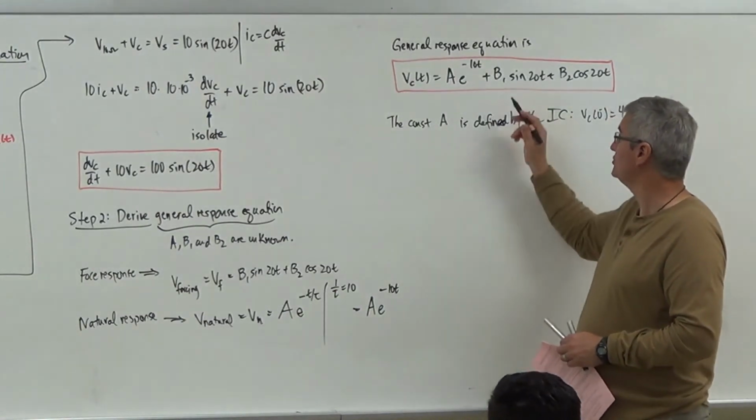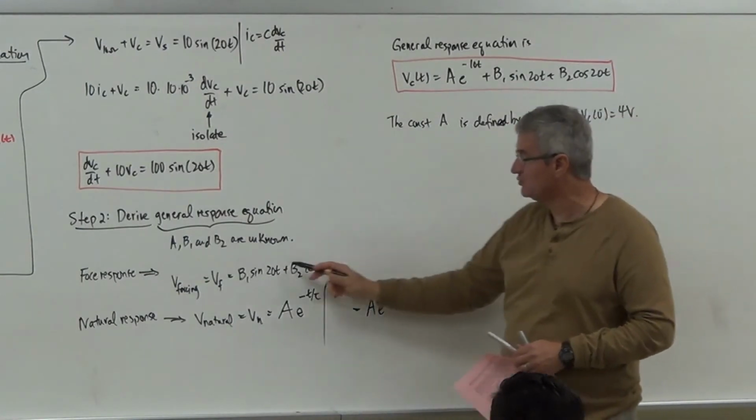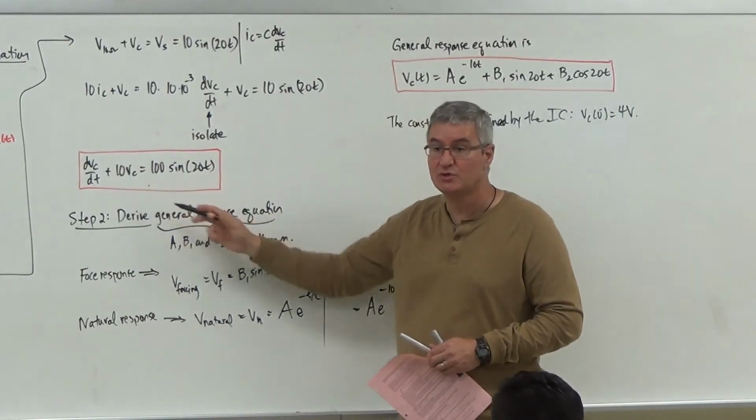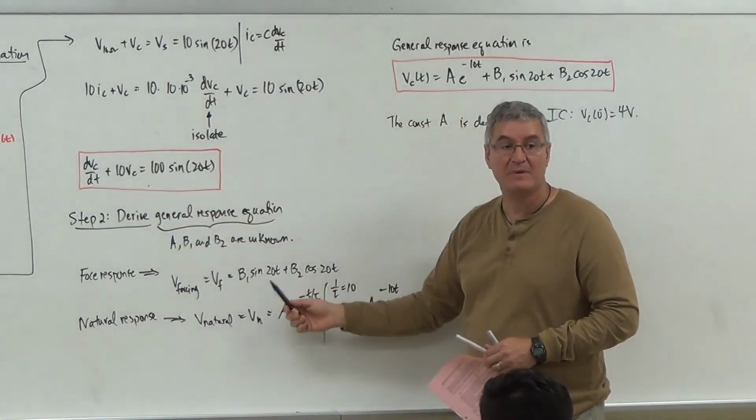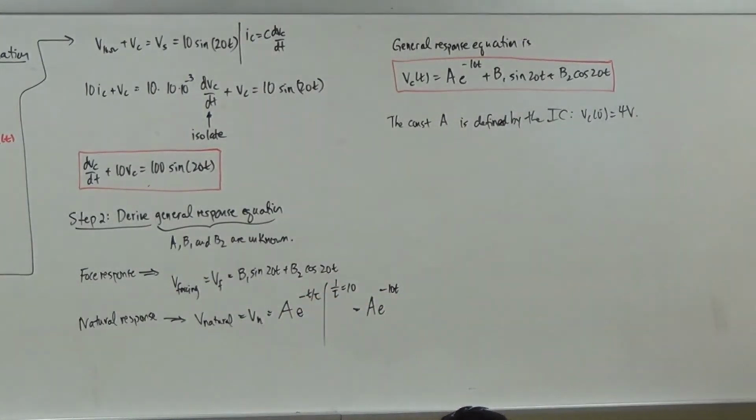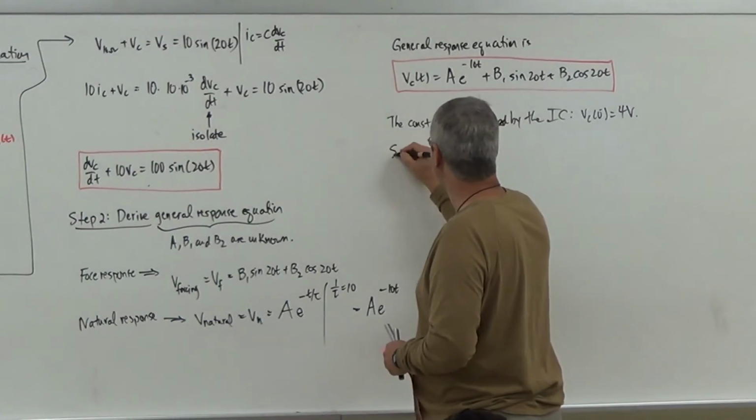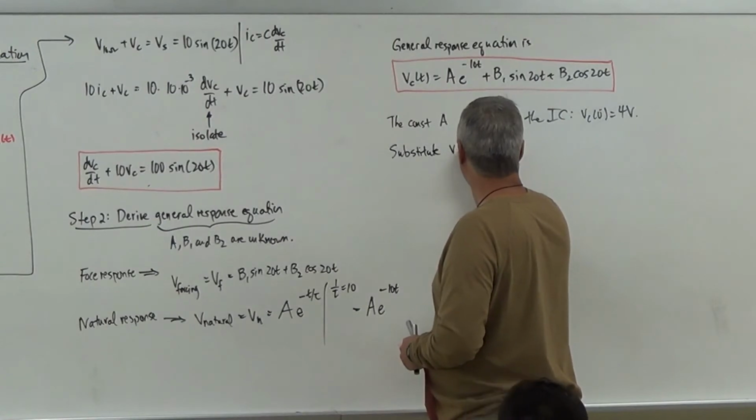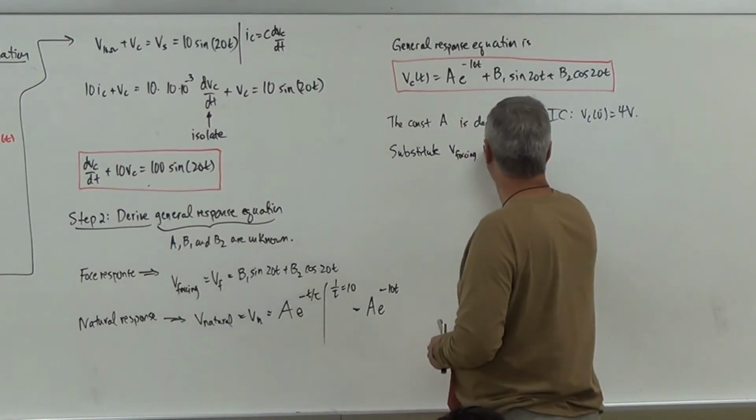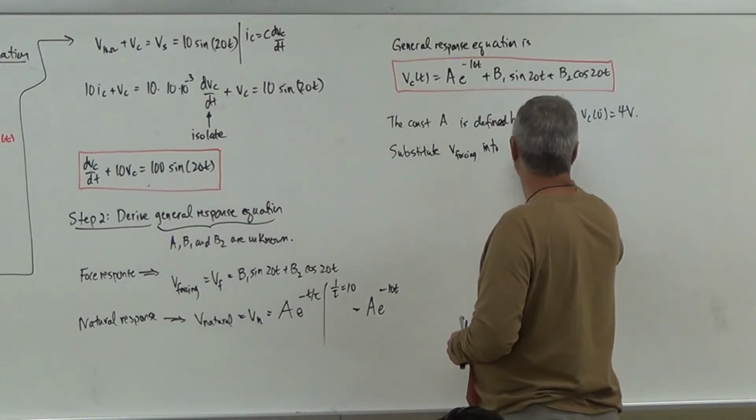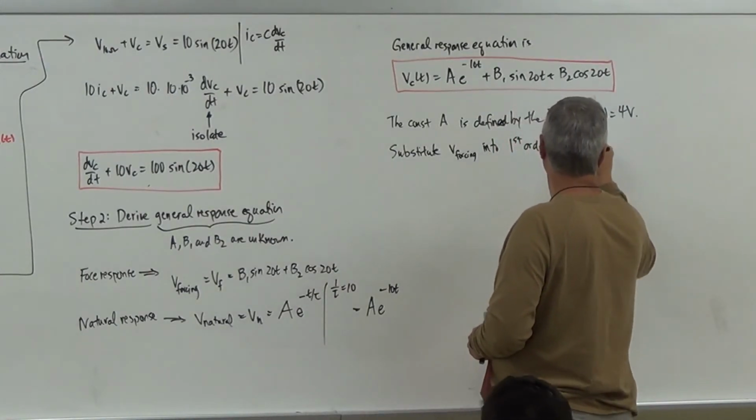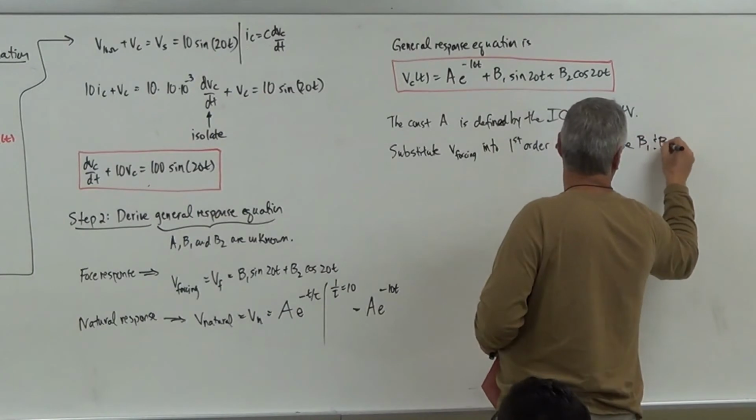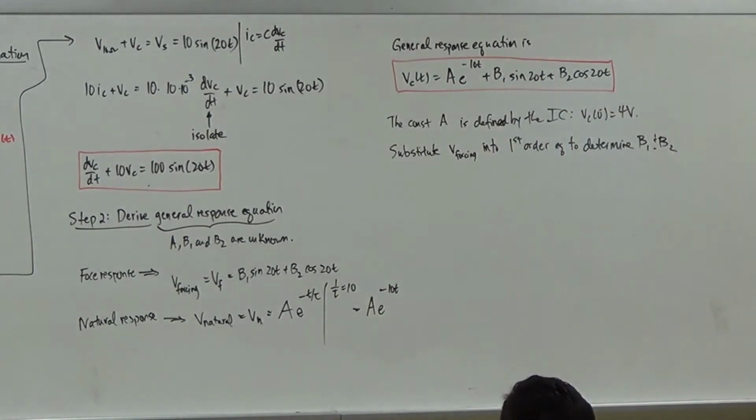However, a shortcut is to take the forced response and plug it back into this equation right here. When you do that, you're going to set up conditions on V1 and V2, which we can solve. So what we want to do then is substitute V forced, or V forcing, into the first order equation to determine V1 and V2. Okay, that's what we want to do.